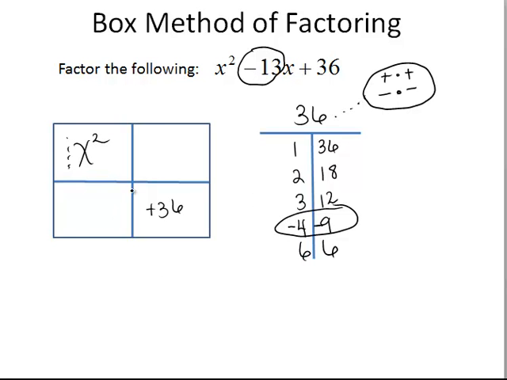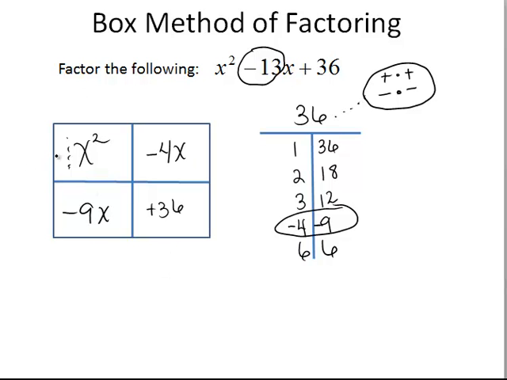So again, we'll put those numbers right here in our remaining boxes. It doesn't matter where, as long as we put an x beside it. So minus 4x, let's say, and then minus 9x. Right there. So now, what I'm going to do is factor out the greatest common factor from each of the rows and then each of the columns.